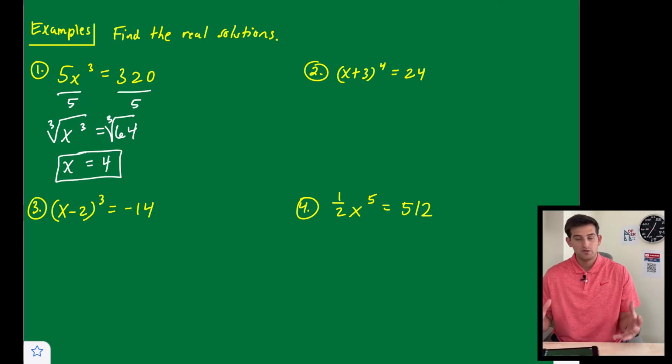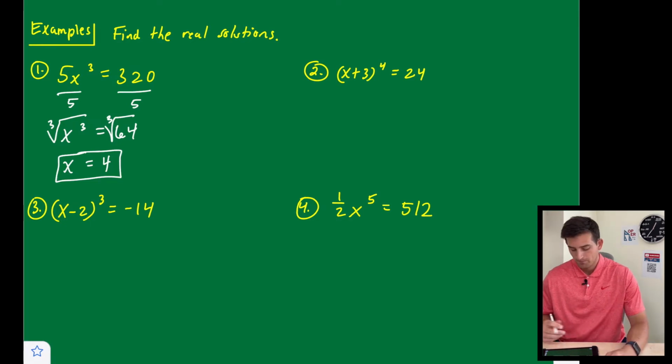We need to remember how many real solutions we should have depending on our degree. Here we had a degree of 3, right? We were cubing x, and once we take the cube root of 64, we only have one solution there, and it is x equals 4.